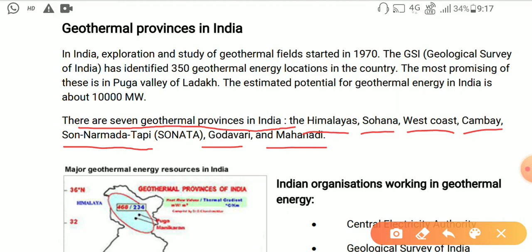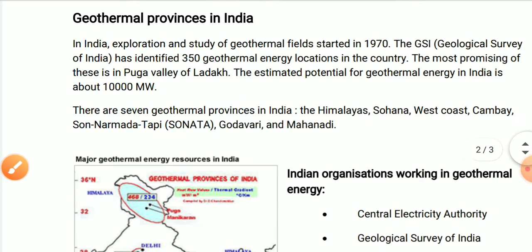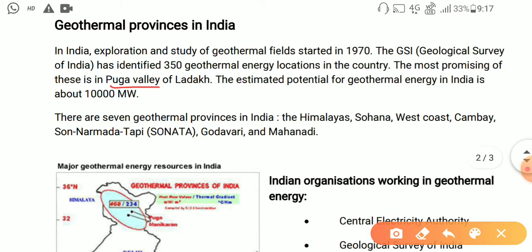It is stated that from here you can extract the geothermal energy, and it is estimated that the potential of geothermal energy in India is about 10,000 megawatt. So this is a huge amount of energy that can be extracted from there. Mostly promising, the Puga Valley of Ladakh is the most effective location for getting the geothermal energy.